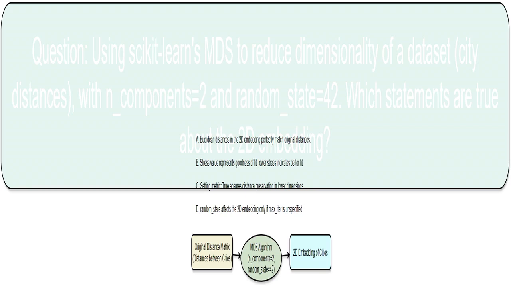This question sets up the scenario. We're using a popular machine learning library, Sklearn, and its multidimensional scaling, MDS, tool to shrink a dataset. The dataset shows how far apart different cities are. I'll focus on understanding how well MDS does this and what factors affect its performance.